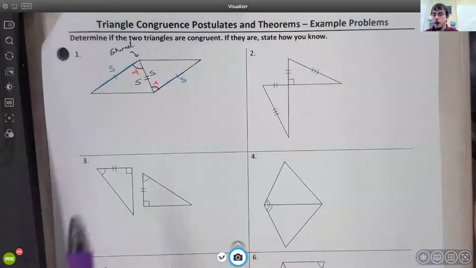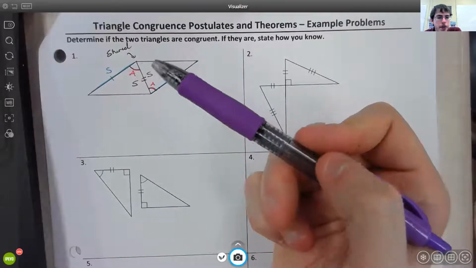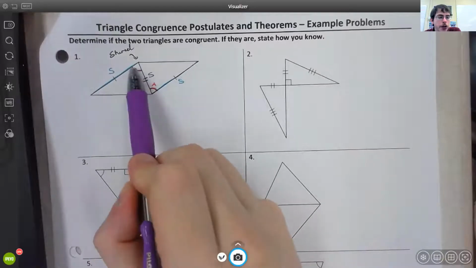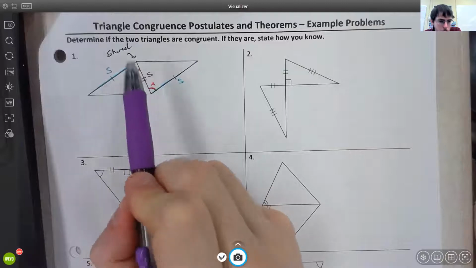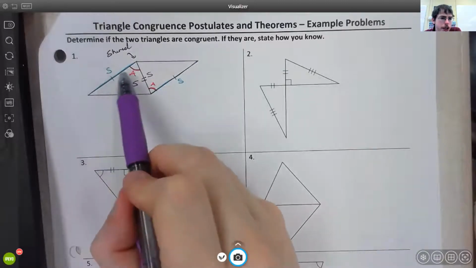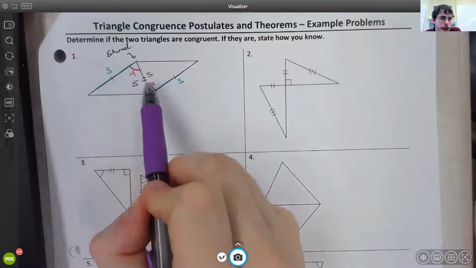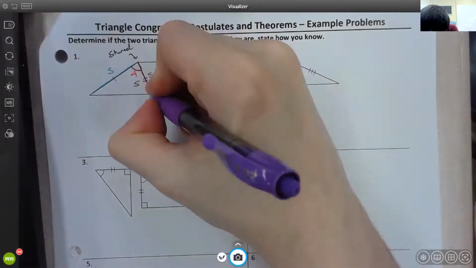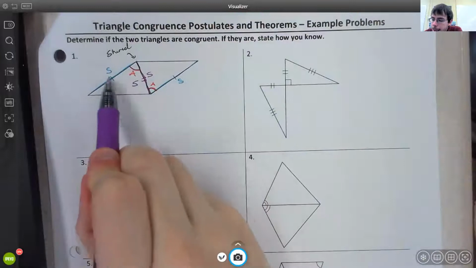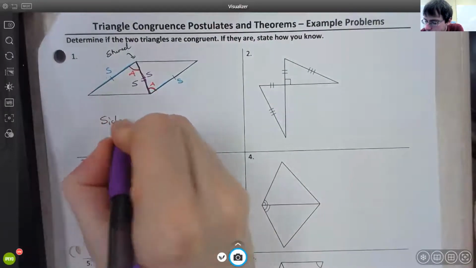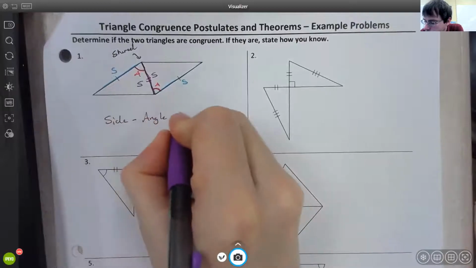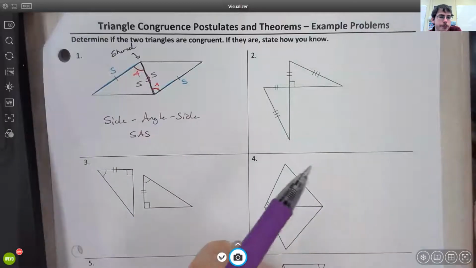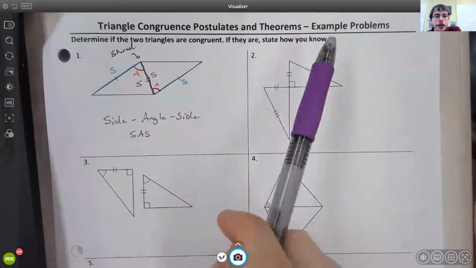Okay. Now, let's look at the information that we have. We have 2 pairs of congruent sides, and we have 1 pair of congruent angles. Now, the congruent angles, do you notice how they touch the sides? Do you notice how they're in between the 2 sides here? So this is SAS, which is side, angle, side. That's how they would be congruent.